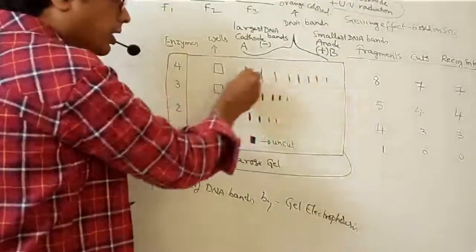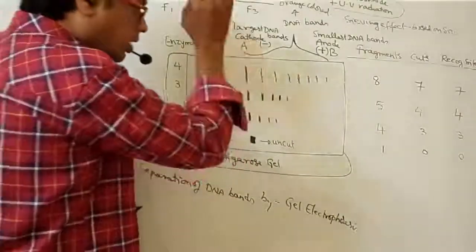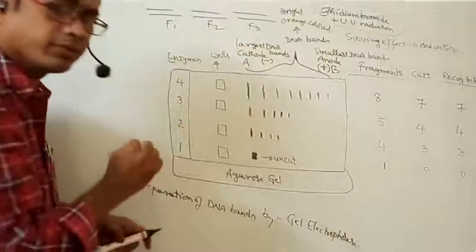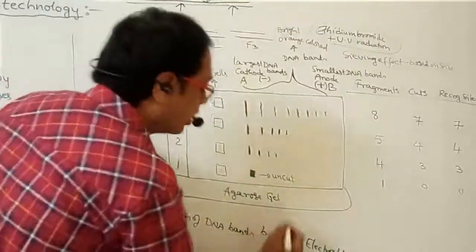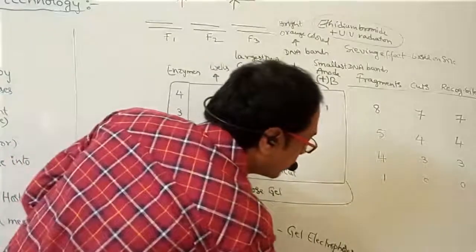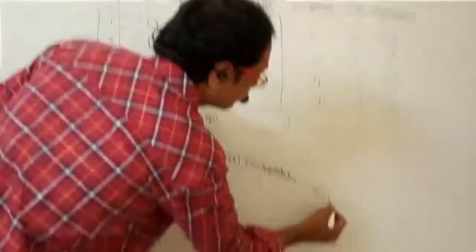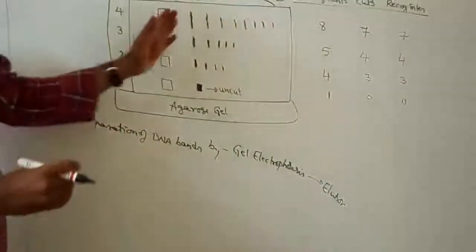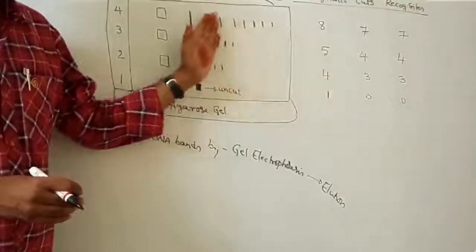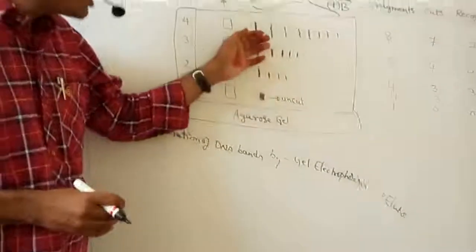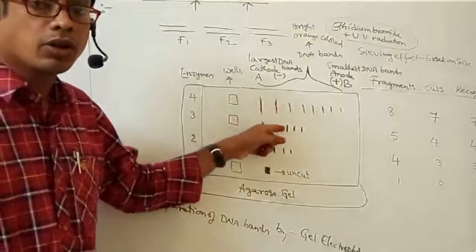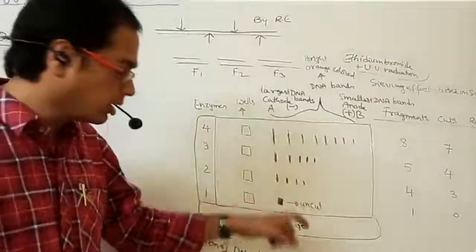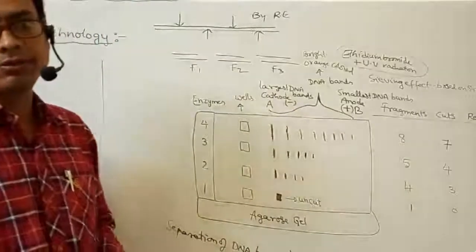Separated DNA fragments are cut out from the agarose gel and extracted from the agarose gel; this is called elution. What is elution? The DNA fragments are separated now. The separated DNA fragments are cut out from the agarose gel and extracted from it. That process is called elution.